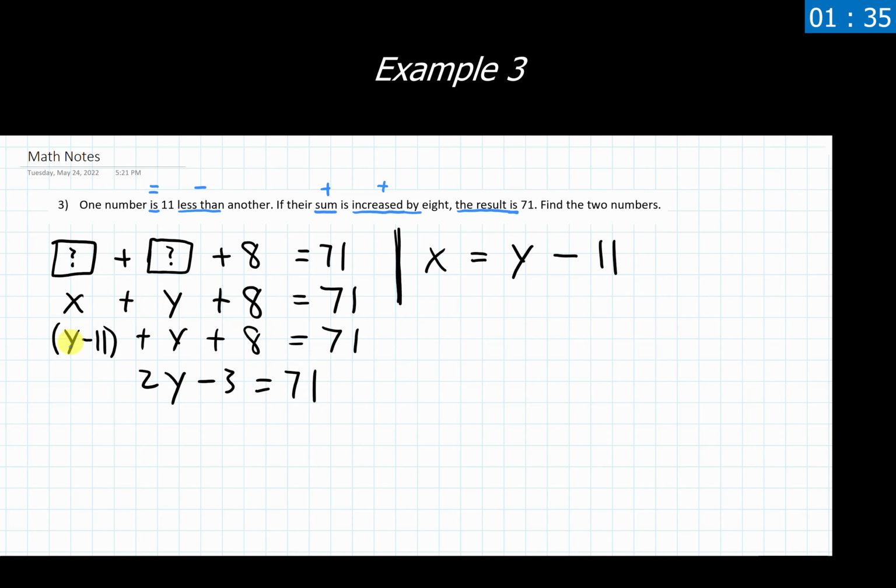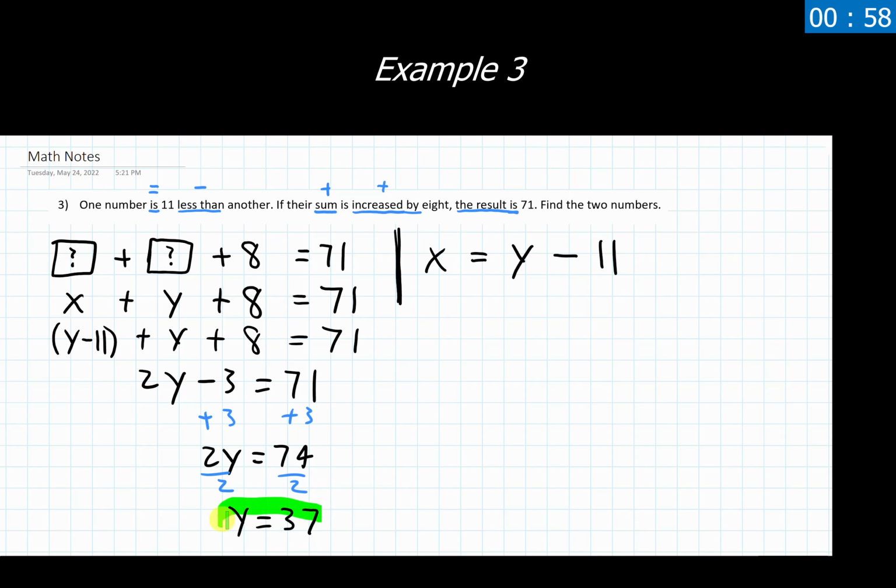So now I can just combine things together on this left side over here. I get 2y minus 3 equals 71. I'm going to go ahead and add 3 to both sides. And I'm going to be getting 2y is equal to 74. I'm going to divide both sides by 2. And I'm going to be getting y is equal to 37.